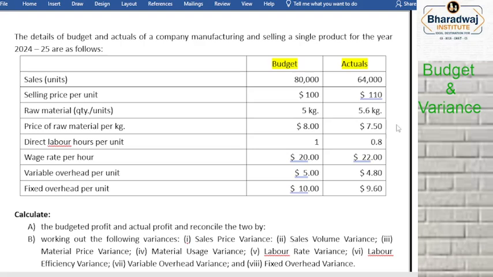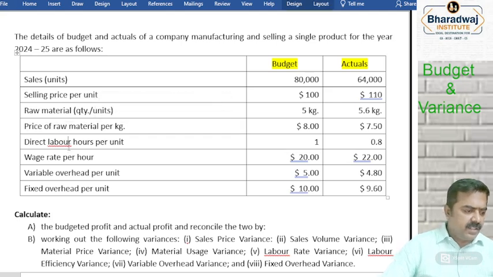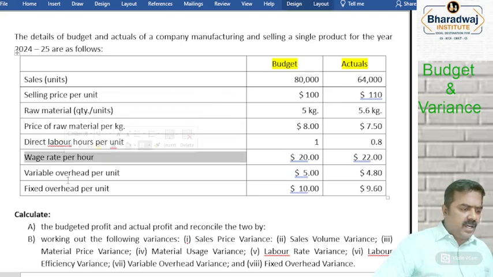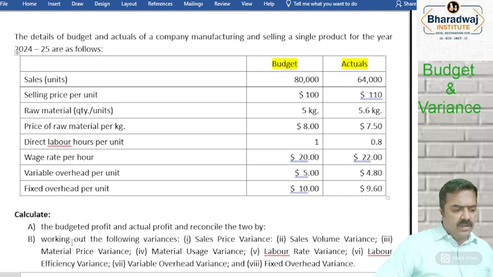This is a combination of both section B as well as section C. We are given sales units, selling price per unit, raw material quantity, price of raw material per kg, direct labor hours per unit, wage rate per hour, variable overheads, and fixed overheads. We have to find out the budgeted profit.